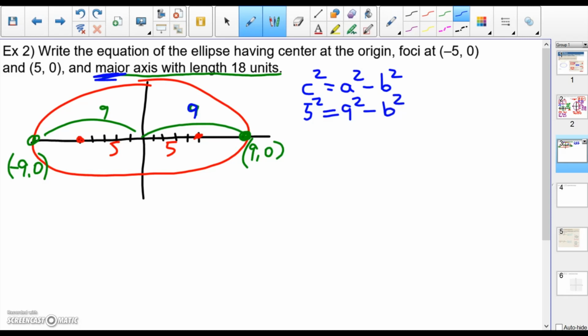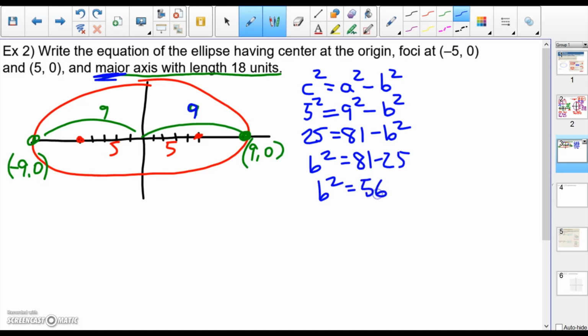They didn't give us any information about the y direction of the minor axis. So we just solve this equation. 25 equals 81 minus b squared. Let's rearrange this. b squared equals 81 minus 25. 81 minus 25 is 56. So then that distance, take the square root, that distance is square root of 56, or 2 times the square root of 14, or approximately 7.5. Okay, now I didn't really need that distance. That's going to be the point (0, 7.5), and that's going to be the point (0, -7.5), roughly.